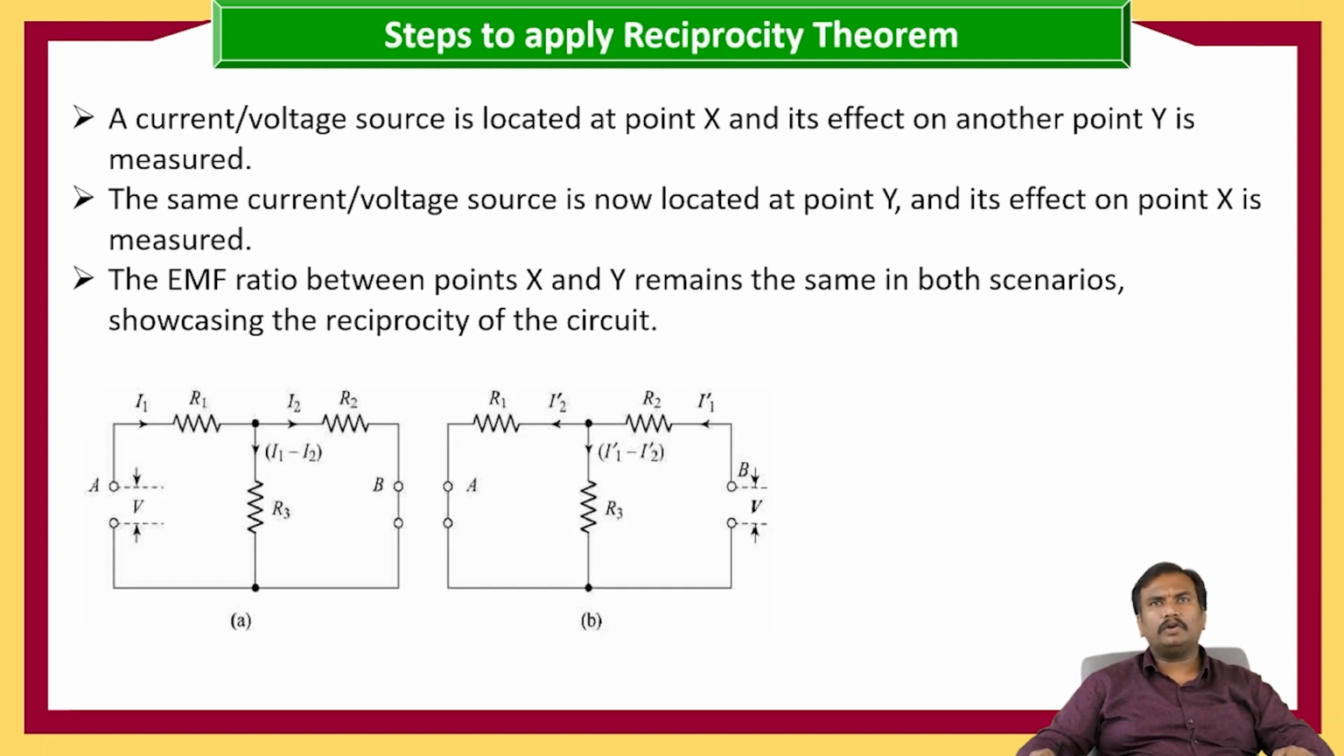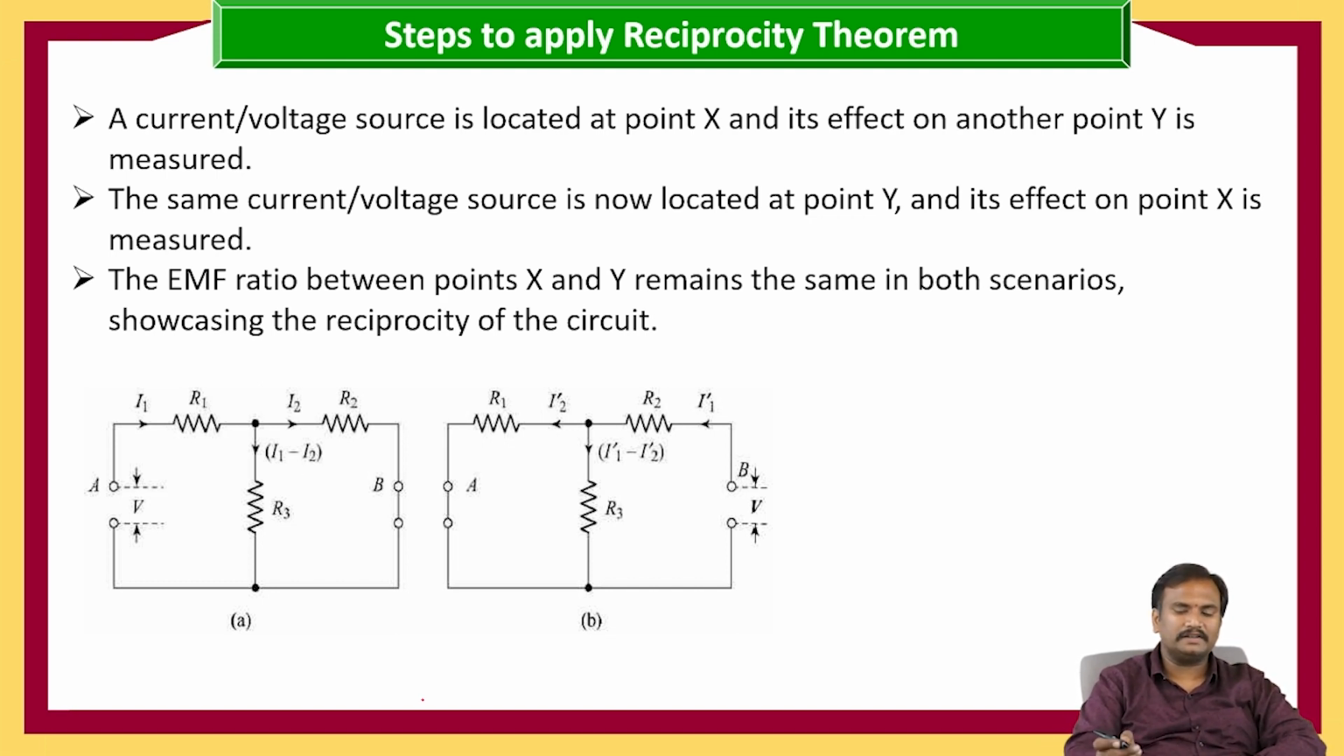A current or voltage source is located at a point X, and its effect on another point Y is measured. The same current or voltage source is now located at point Y, and its effect is measured at point X. So in both the scenarios, the ratio between points X and Y remains the same. This shows the reciprocity of the circuit.